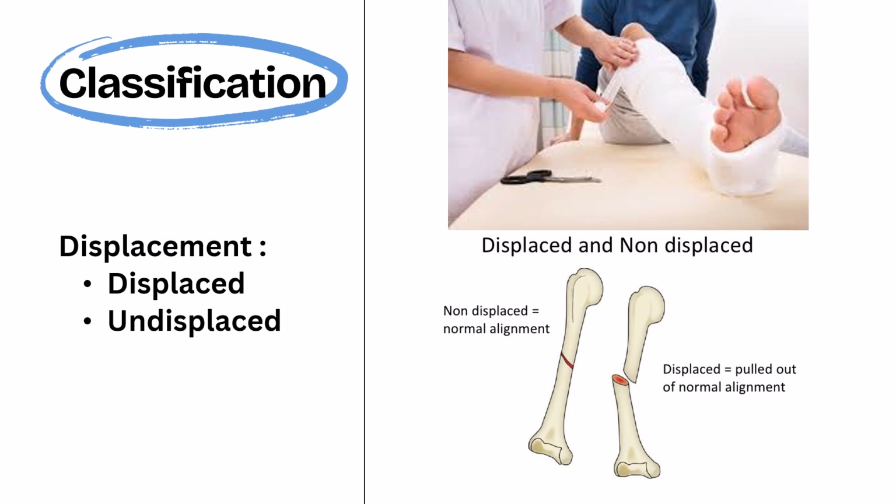And then this slide will explain about classification of fracture by displacement. First, displaced and undisplaced. You can see that this is non-displacement or normal alignment fracture, but the second picture shows displacement, or pulled out of normal alignment.